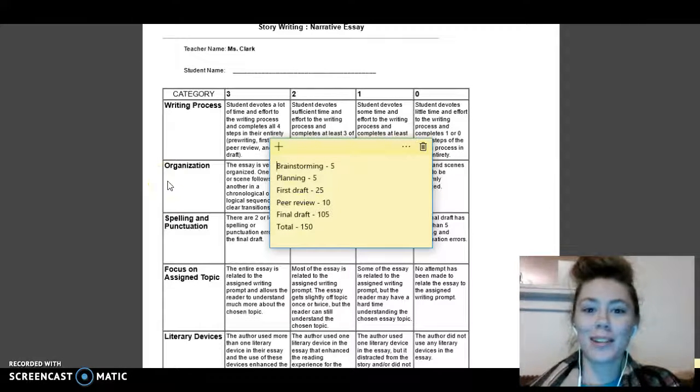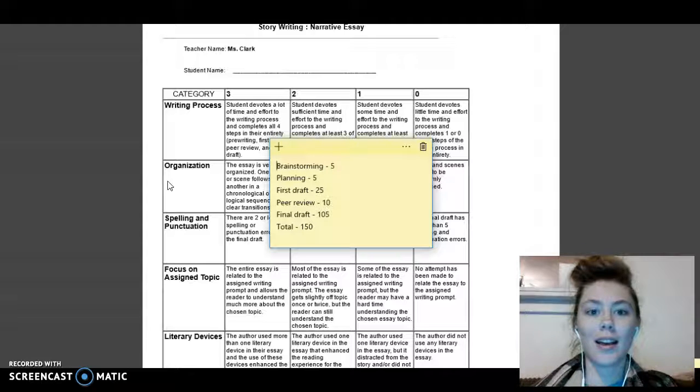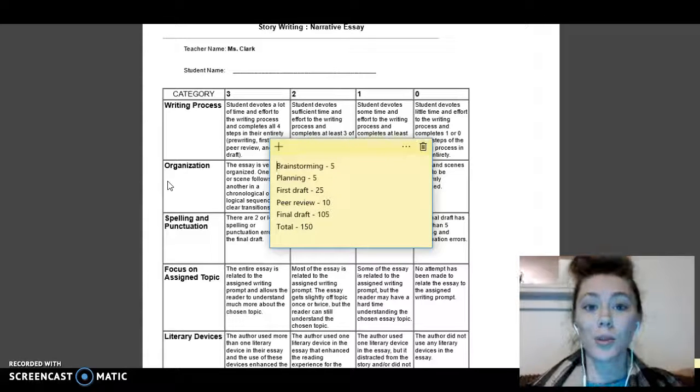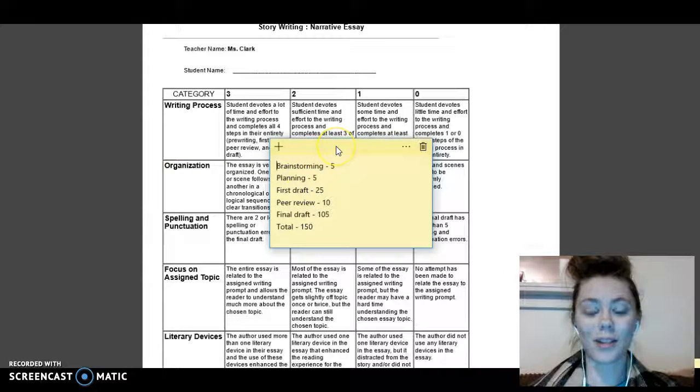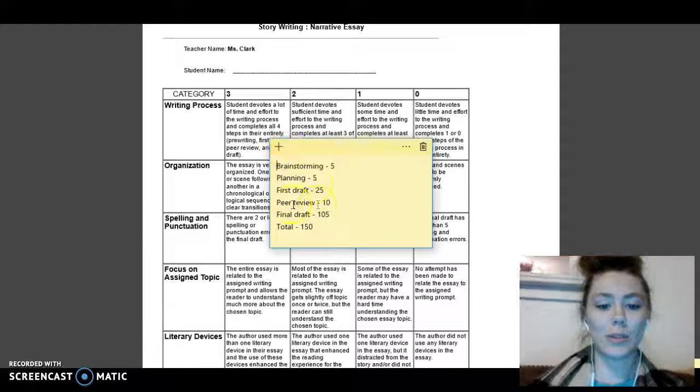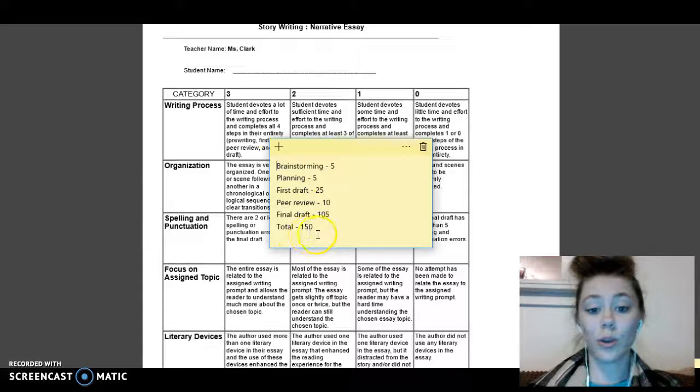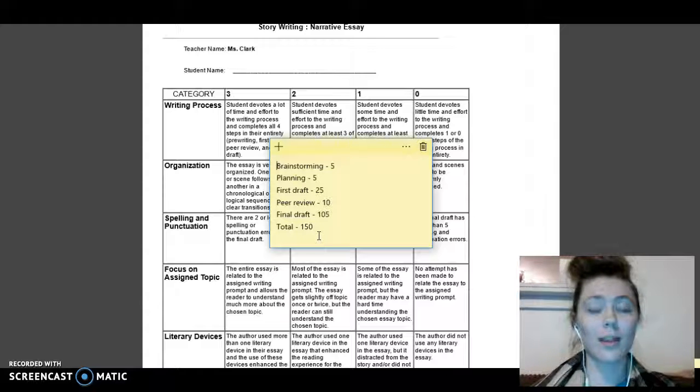Today we're going to be talking about the rubrics for your essay project that you are currently working on, your narrative essay project. So let's just jump right in. First, I would like to talk about the points breakdown. Here on this little sticky note, you can see the points breakdown of this project. The total is 150 points, so quite a bit, but completely doable, I promise.